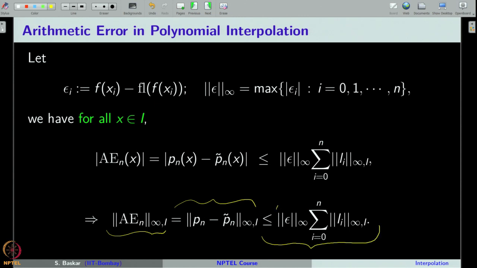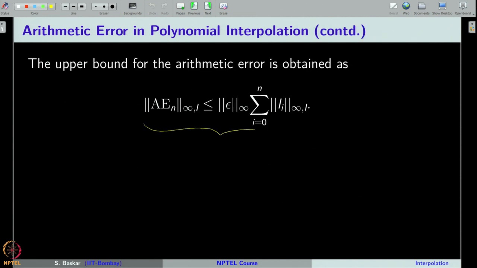You can see that once you have an idea of how this error looks, for instance, if you know that your computer will do some nth digit rounding approximation, then you know how to get an estimate for this. Also, this can be computed once the nodes are given to us, because the Lagrange polynomials do not depend on the function value, they only depend on the nodes that we choose. Therefore, the upper bound can be evaluated explicitly once we know how we will be committing error with the function values, right. In that way, we got an estimate for the arithmetic error, and that estimate is given like this.